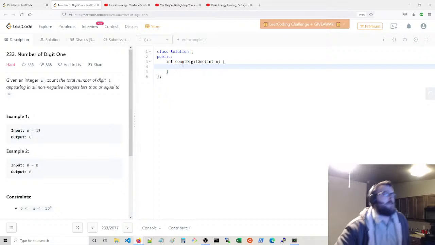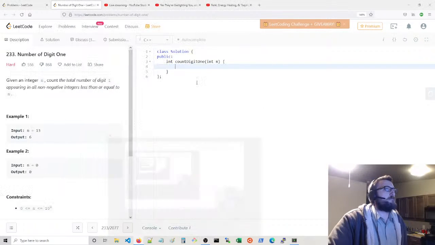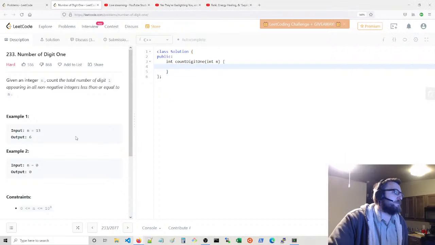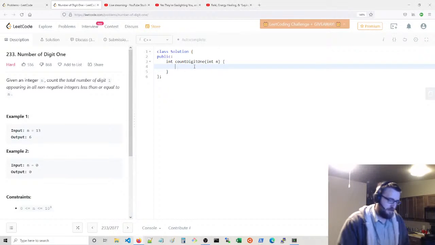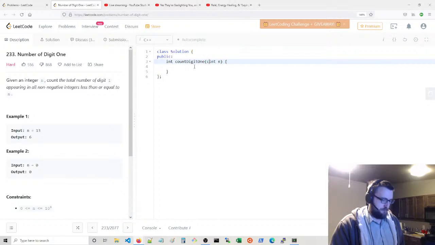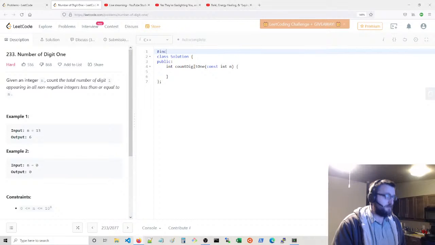That'll do the trick. Some pre-processing steps we have to do, but overall it's logarithmic time in terms of the number of digits, log base 10. So yeah, we're going to convert to a string to get the digits.